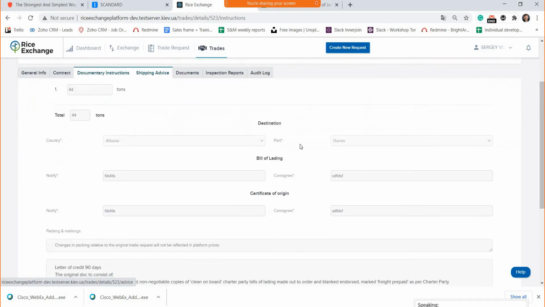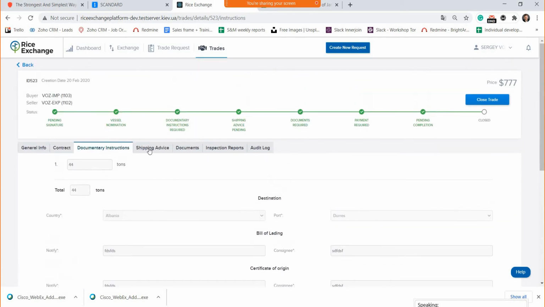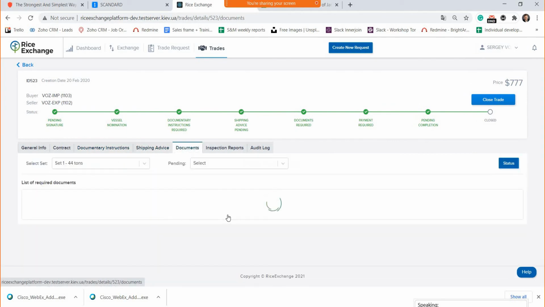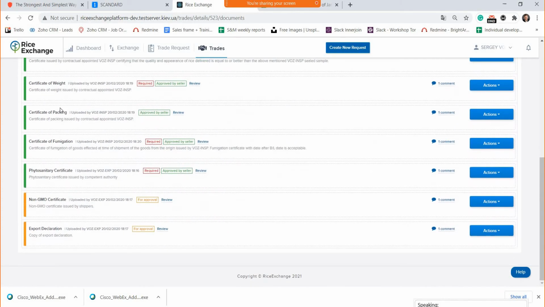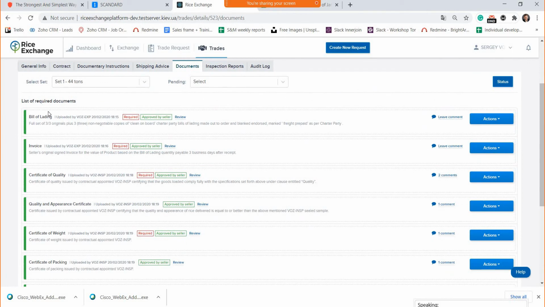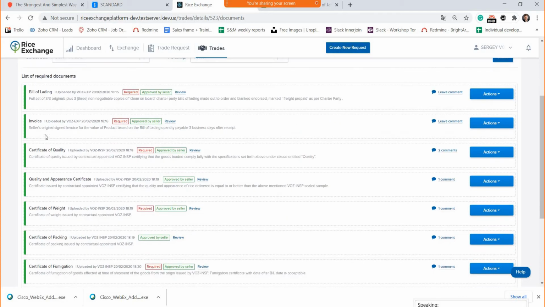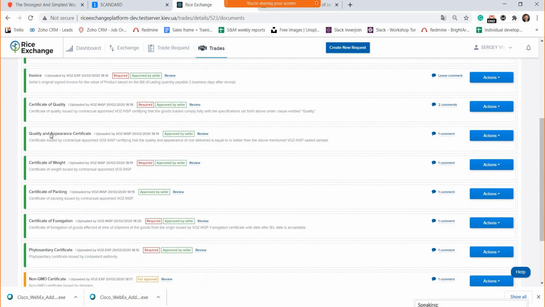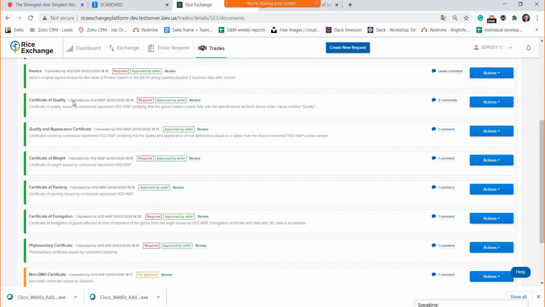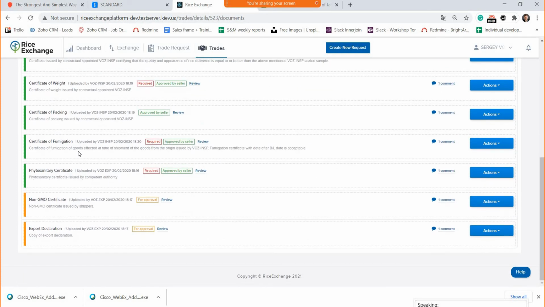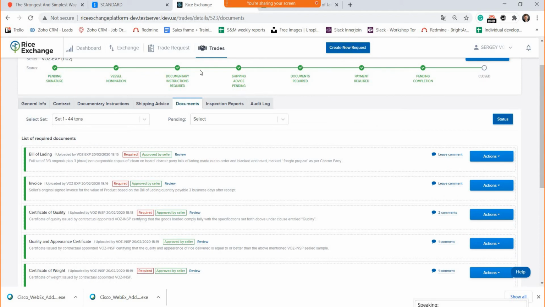Documentary instructions depend on the batch, of course, like shipping advice with the bill of lading and the documents itself. That probably is the most interesting part of the platform, just because you can imagine how many documents we have to submit to process export-import operations. Apart from obligatory documents like bill of lading, invoice, and so on, there are too many certificates that you usually have to comply with in order to fulfill the operation. Those are different certificates of quality, weight, packaging, fumigation, non-GMO certificates, and so on. And normally those certificates should be submitted by the exporter.